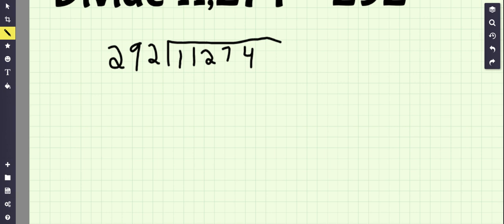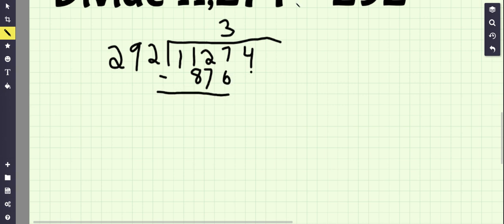So how much can 292 fit into 1,127? If you divide those numbers in a calculator, you get about 3. So we can put a 3 on top, in the thousands place, and then multiply. 292 times 3 is equal to 876. So we subtract 876, and when we subtract the numbers, we get 251.